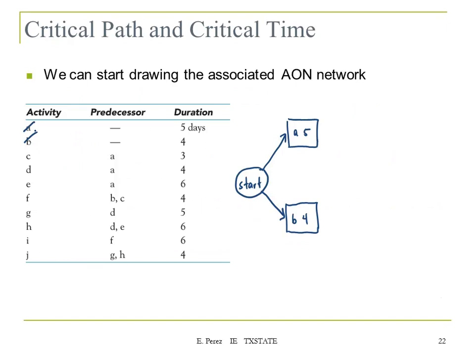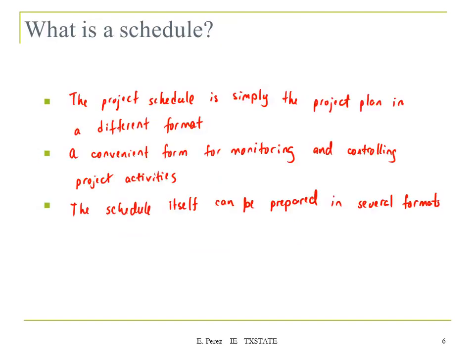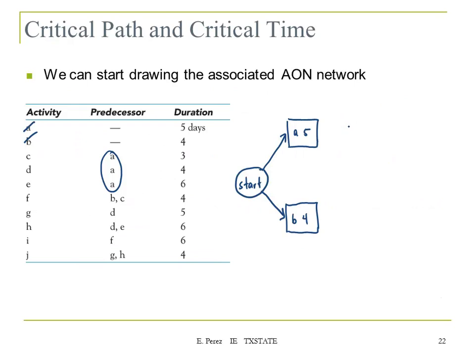Then we have C, D, and E, which all of them are coming from the same node, node A. So we can create 3 nodes for these 3 activities, and they are all connected to node A. So we have here C3, D4, and E6.